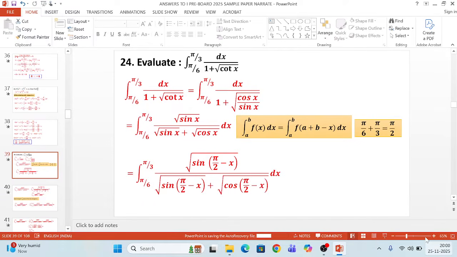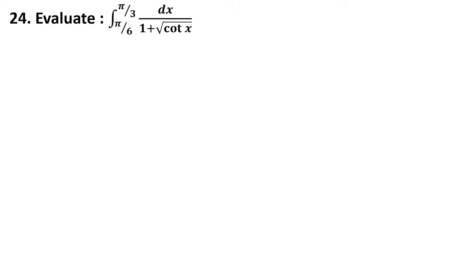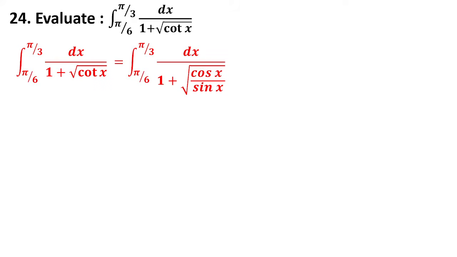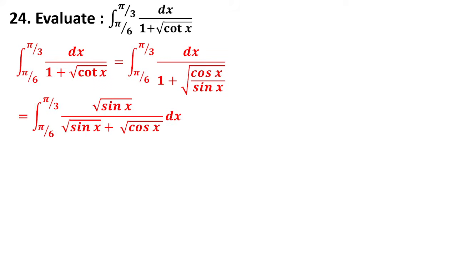Okay, let us move on to question number 24. You have to evaluate the integral from pi by 6 to pi by 3, dx upon 1 plus square root of cot x. When these types of problem come, first let us try to replace that cot x. It is square root of cos by sine. It is becoming root sin x by root sin x plus root cos x.